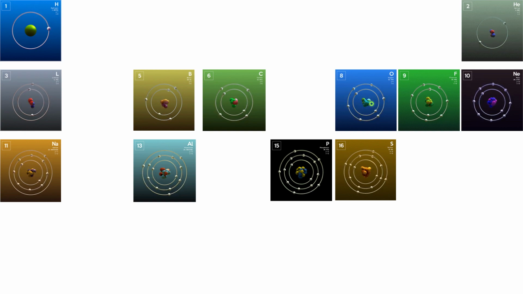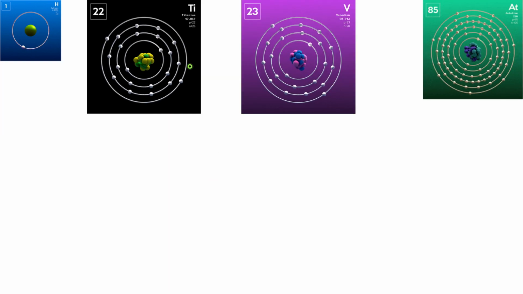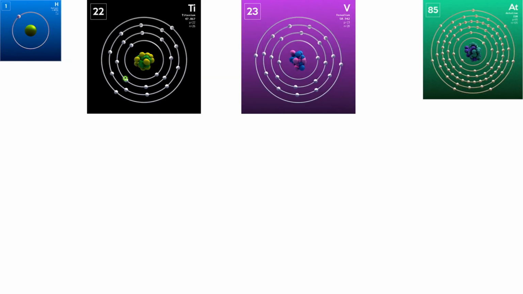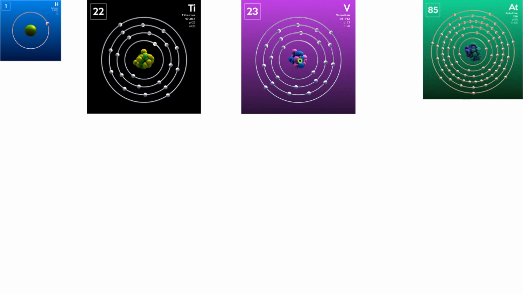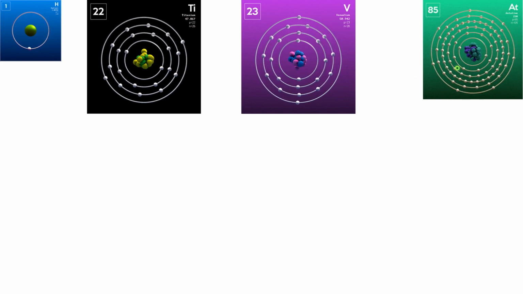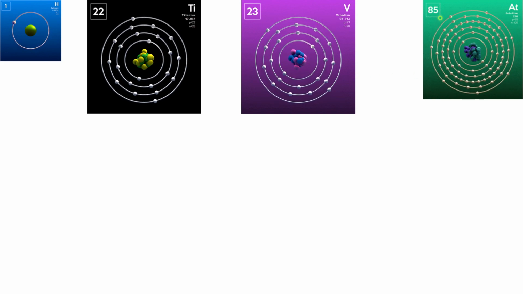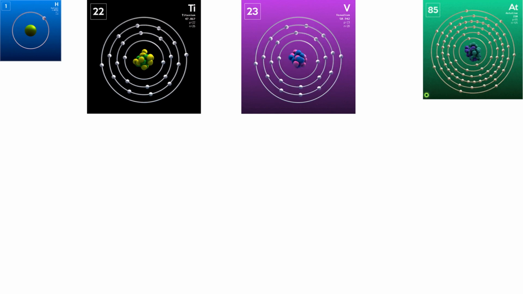As you can see, there are 8 electrons, 2 inside and 6 outside, and this is how different sizes of atoms vary, right? And it keeps on growing as you get to the bigger ones, like this is titanium, and this is vanadium, and this is antimony, which has got 85 electrons. So the atom gets bigger and bigger the more you work on it, right?